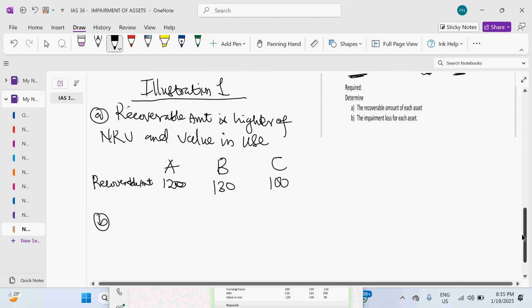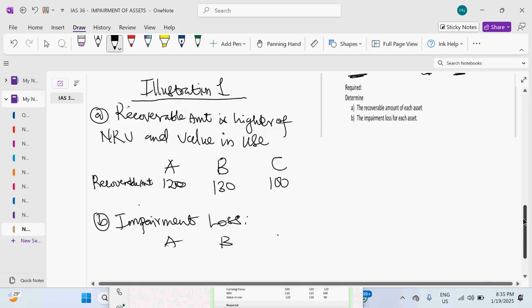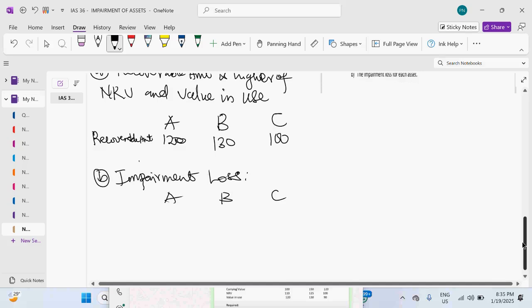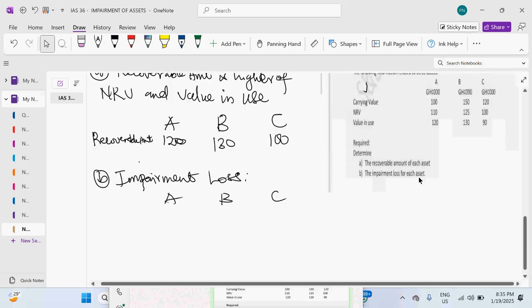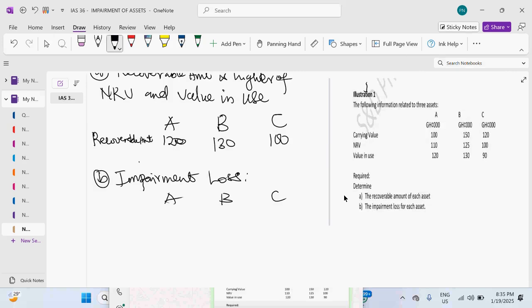Then B. B says to find the impairment loss for each of the assets. So for A, what is our impairment loss? For B, what is the impairment loss? For C? For A, there is no impairment loss. Why are you saying there is no impairment loss? Because the carrying amount is less than the recoverable amount.